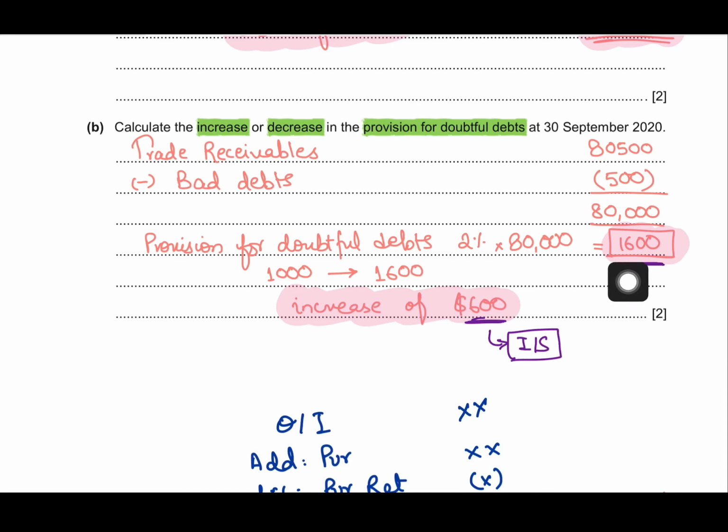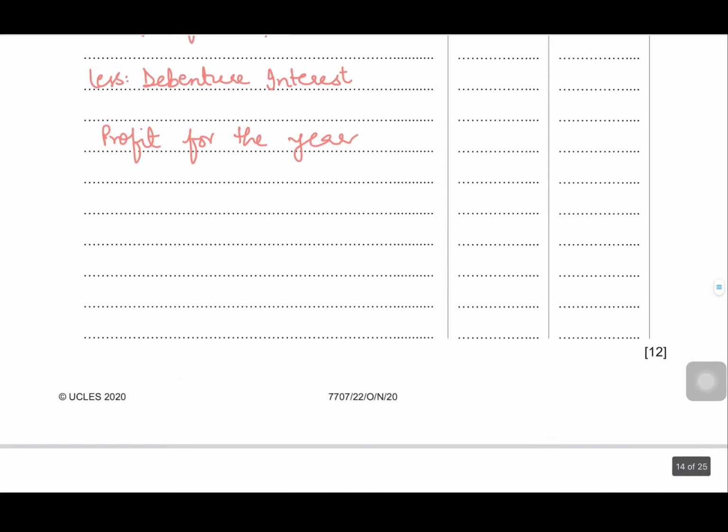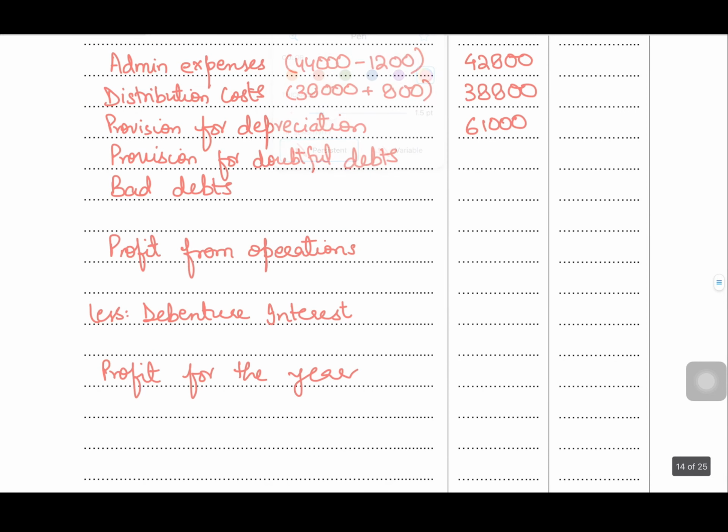The figure which you get after applying the percentage rate on the trade receivables is the balance c/d figure, which is subtracted from your trade receivables in the statement of financial position. However, just the increase or the decrease goes in your income statement. In this case, there is an increase, so it is an expense. If it would have been a decrease in provision for doubtful debts, then it would become an income for you. So, just the increase of $600 will go in your provision for doubtful debts.